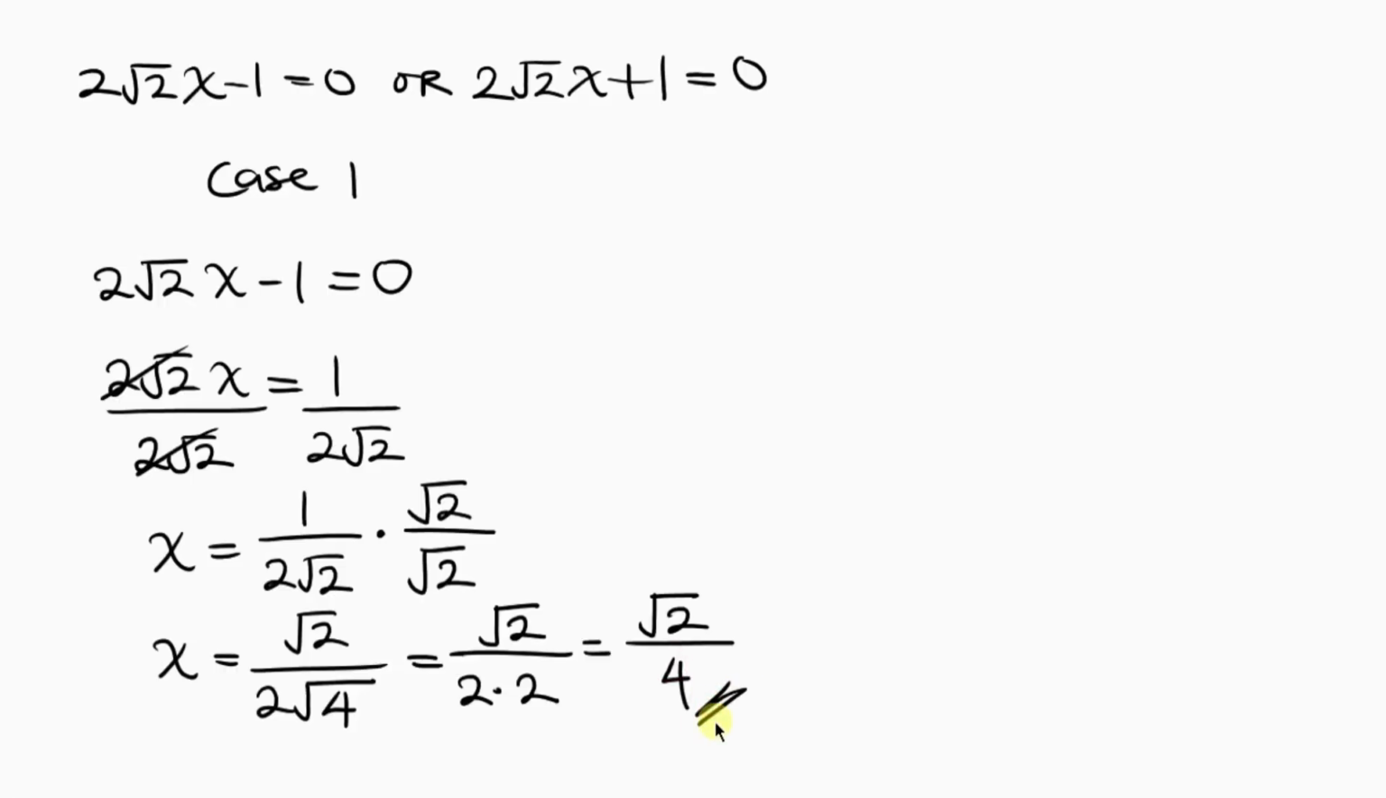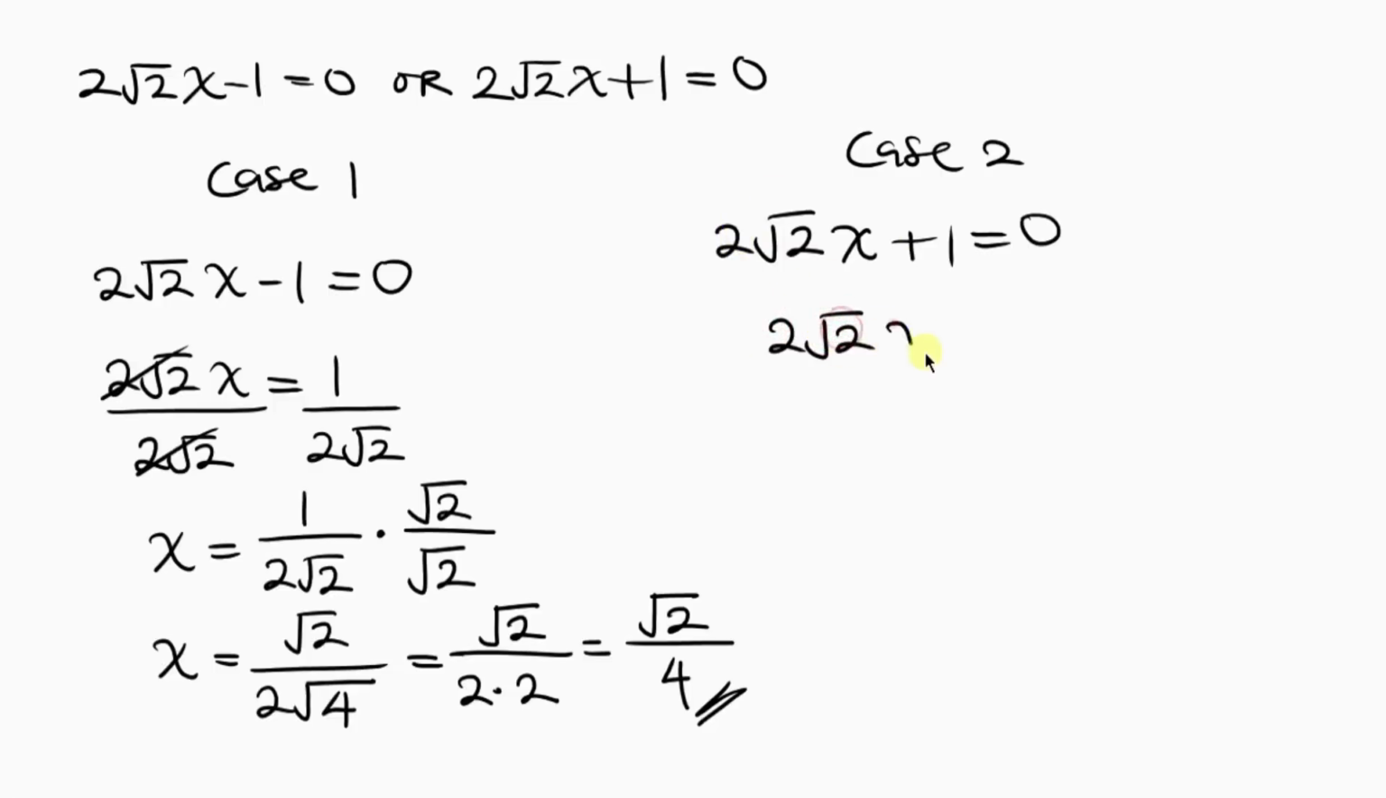Now to get the second value, we move on to case 2. In our case 2, we have 2 root 2x plus 1 is equal to 0. So now let's move plus 1 to the right hand side. And when we do that, we have 2 root 2x to be equal to, as plus 1 crosses to the right, it becomes minus 1. Now, in order to get the value of x, we're going to divide both sides by the coefficient of x, which is 2 root 2. So I'll divide the left by 2 root 2. I'll divide the right by 2 root 2.